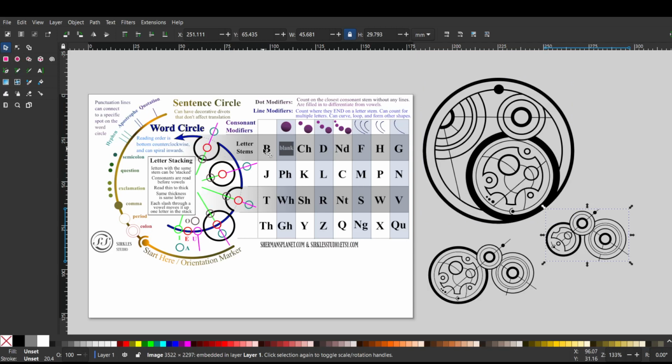It was done using this script developed by myself and Loren Sherman, and it uses a combination of these different letter stems, these black lines here, in conjunction with either dot modifiers, like these ones here, or line modifiers, which can be straight lines, like this, or curved like these here.